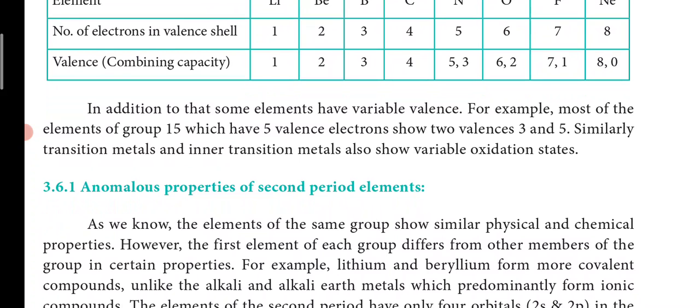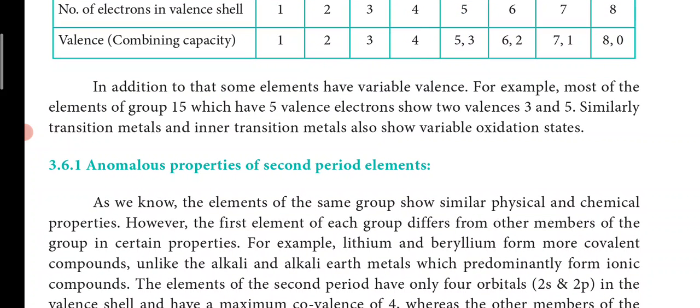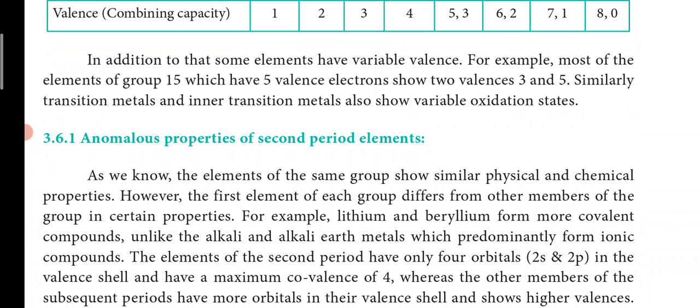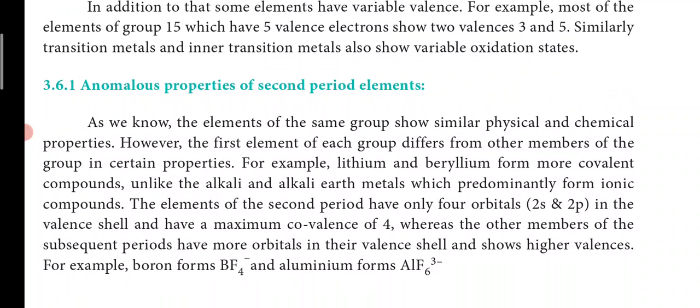In addition, some elements have variable valency. Variable valency means, for example, group 15 shows both the valencies 3 and 5. Similarly, transition metals and inner transition metals also show variable oxidation states. The transition elements, the d block elements, show a maximum of 6 to 7 different variable oxidation states, which we will discuss in 12th standard in detail.